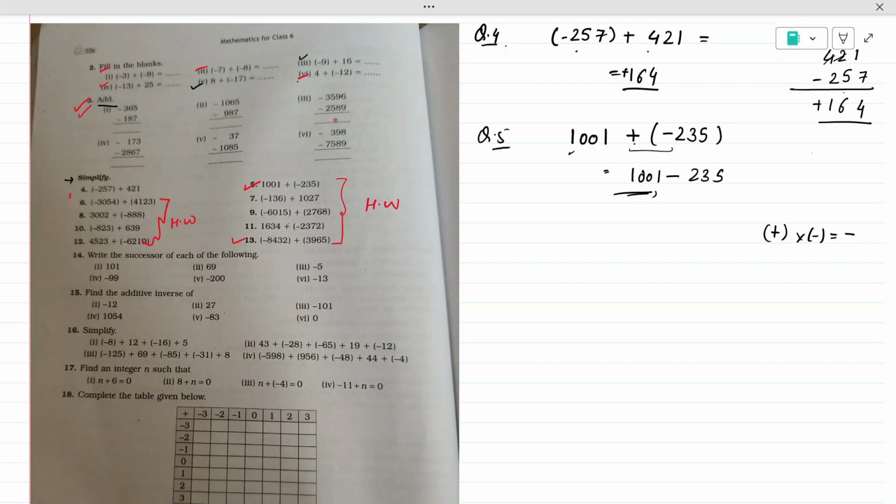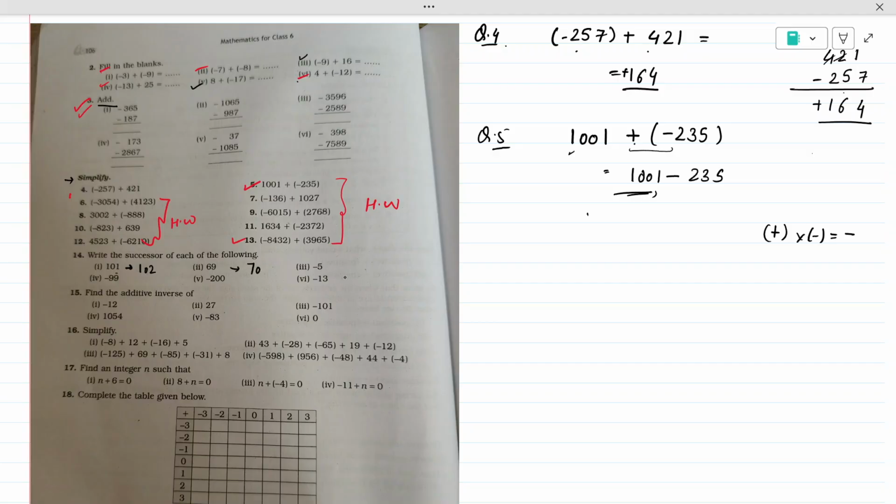Next, question number 14. What do we have to do? We have to write the successor of the numbers. What is a successor? It means the very next number. So if any number is given to us, we have to add 1 to it to get the next number. So what is the successor of 101? It is 102. The next number.